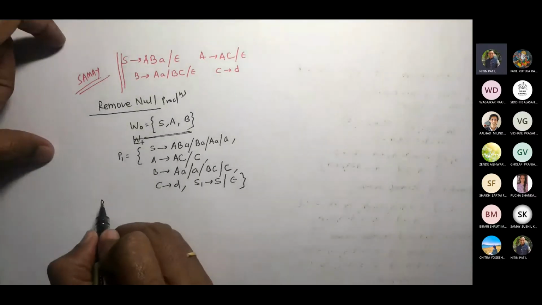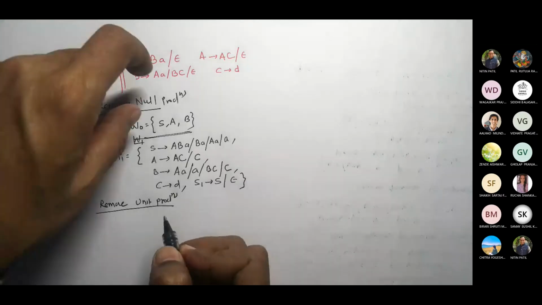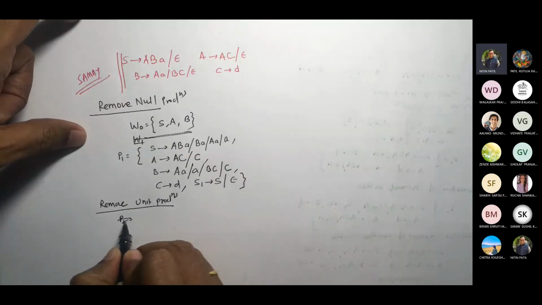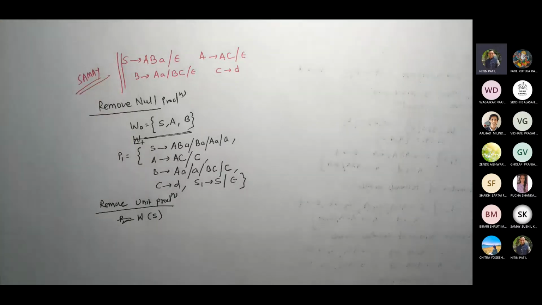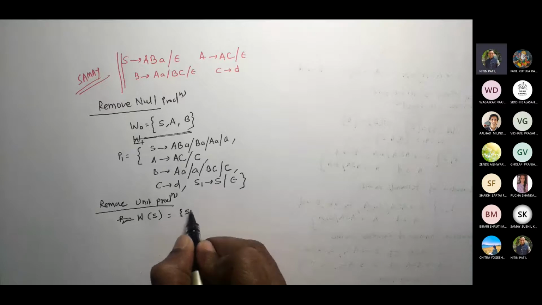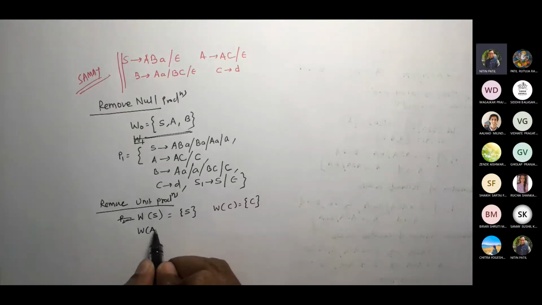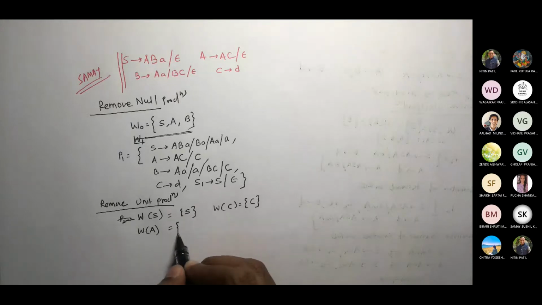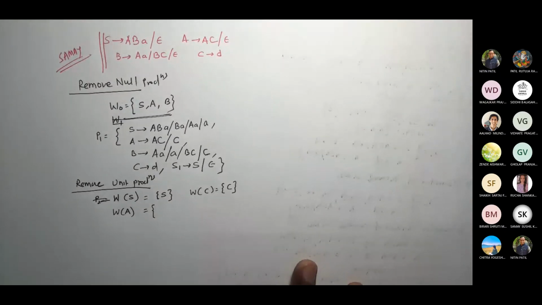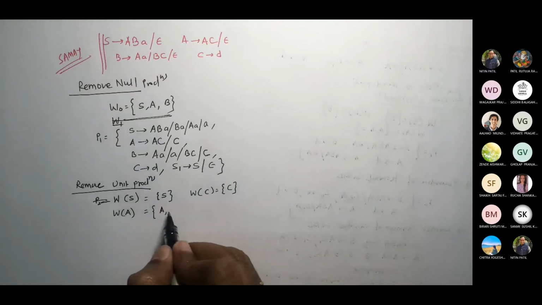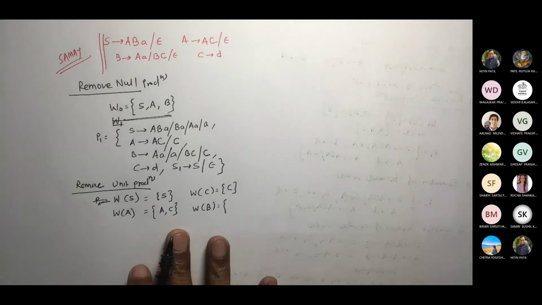You have to remove unit productions. What would be P2? Oh, sorry. We have to compute W for each. So W of S. Do we have any unit production for S? No. So this would be S, correct? W of C would be C. W of A. What is W of A? E and C. Very good. W of B. See, I'm not computing the W0, W1. I know now. That's why. What would be W of B?